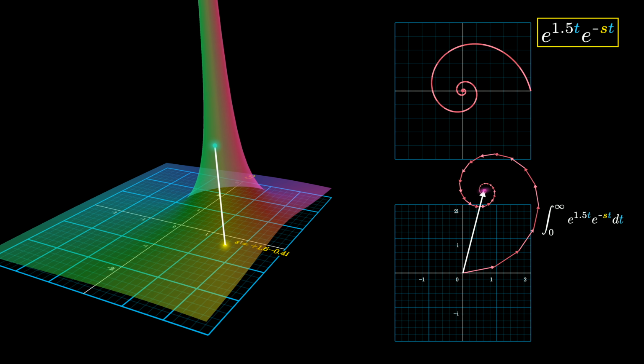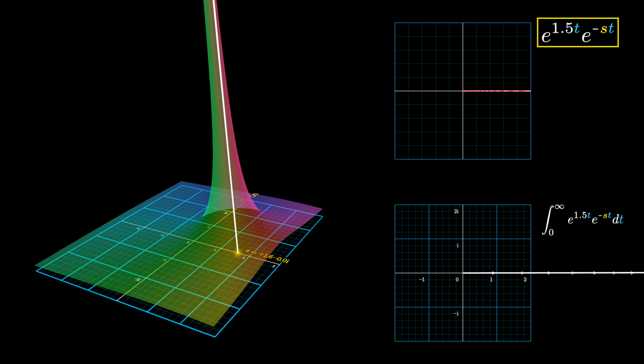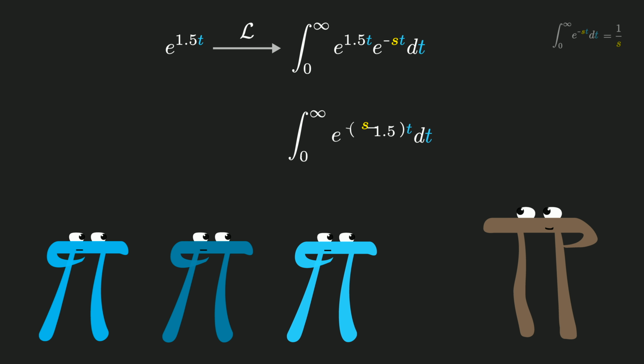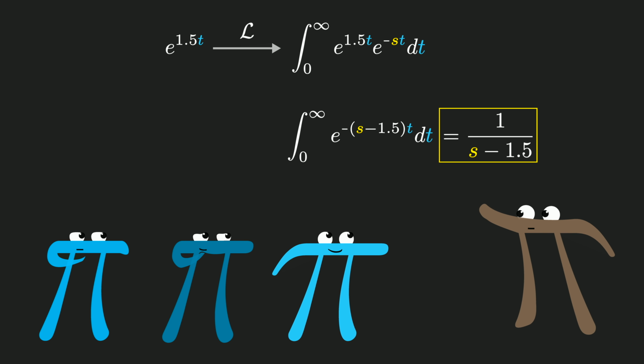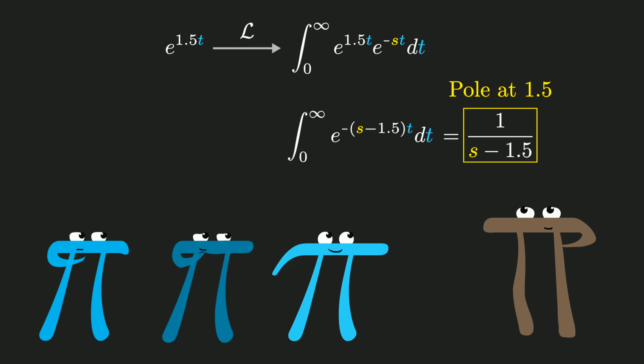The only difference is that now, that special value where explosion happens and we see a pole is at s equals 1.5 instead of s equals 0. Symbolically, a little bit of rearrangement shows that this key integral is almost identical to the one we were just studying. The only difference is that s has been replaced by s minus 1.5. So the new result that we can write down and circle is that the transform of our exponential function looks like 1 divided by s minus 1.5.